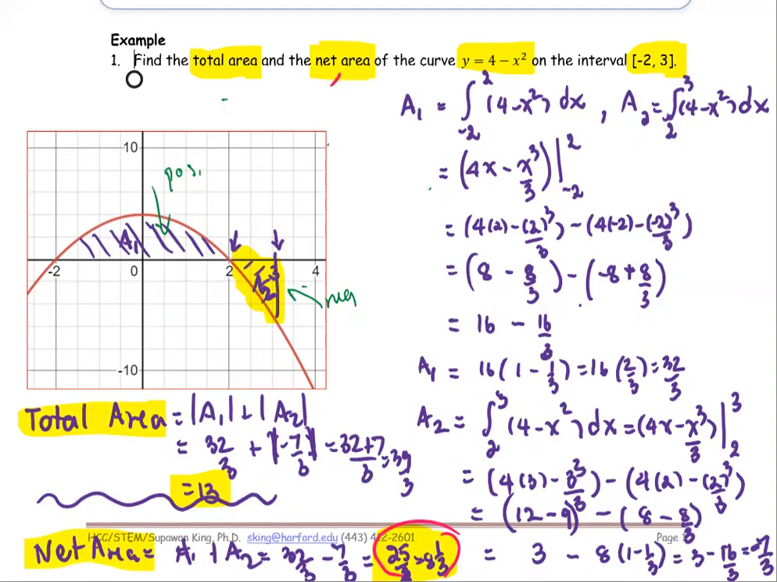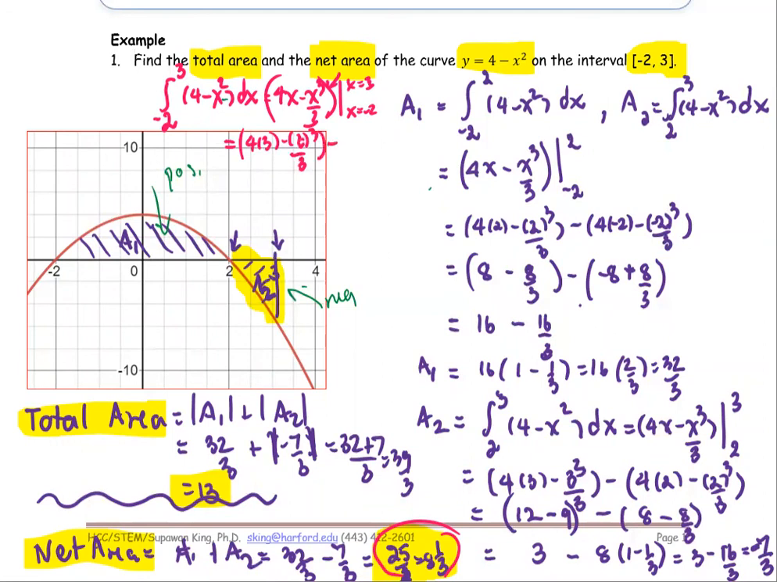Let's squeeze everything in here. The net area can be computed as the integral from negative 2 to positive 3 of the expression 4 minus x squared with respect to x. We have the antiderivative as 4x minus x to the third over 3, and we compute from x equals negative 2 to x equals 3, replacing with the upper limit first.